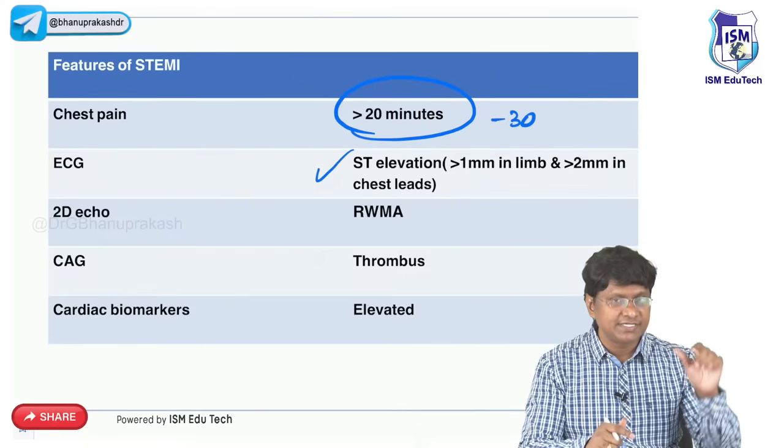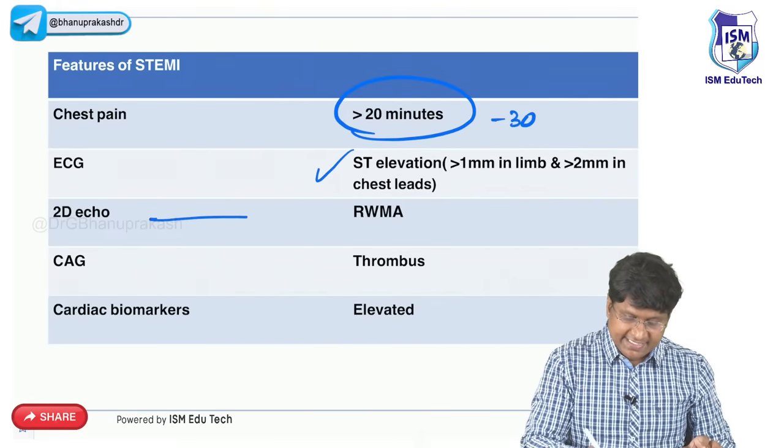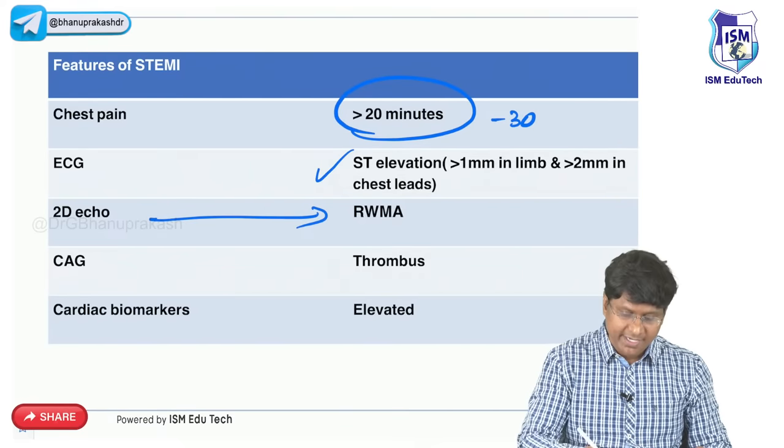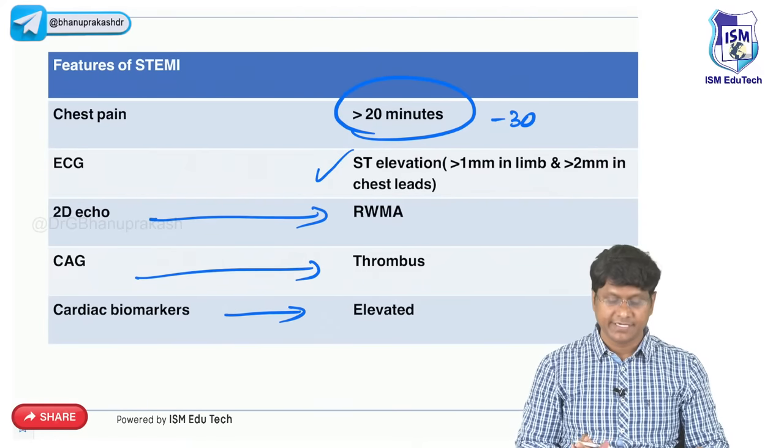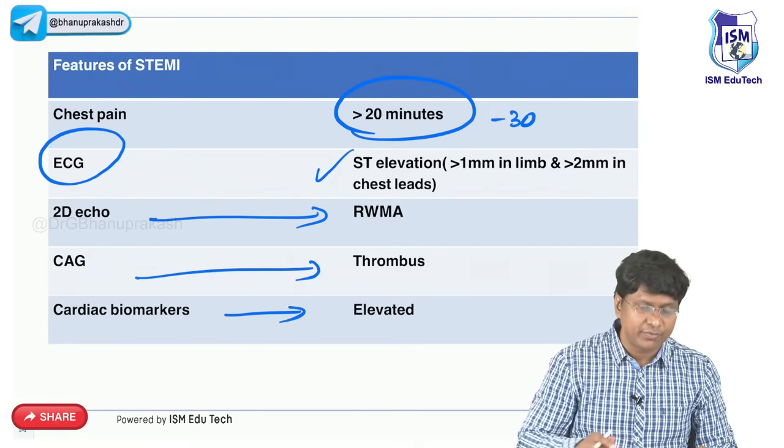And in the reciprocal leads, you will have the ST segment depression. And ECG will be showing you regional wall motion abnormality. Coronary angiogram will show you the presence of thrombus, and cardiac biomarkers are being elevated. Now, regarding the ECG, you need to remember one important point.